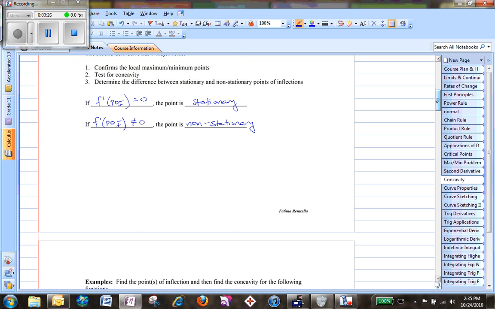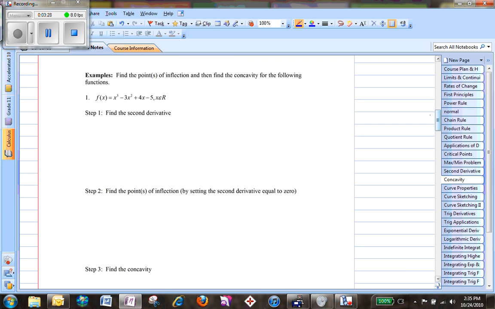Now, let's try some examples, shall we? It says here, find the point of inflection and then find the concavity for the following functions. So first take the second derivative. I can't go right to the second derivative. I have to take the first derivative first. So everybody take the first derivative. The first derivative is 3x squared minus 6x plus 4. The second derivative is equal to 6x minus 6.